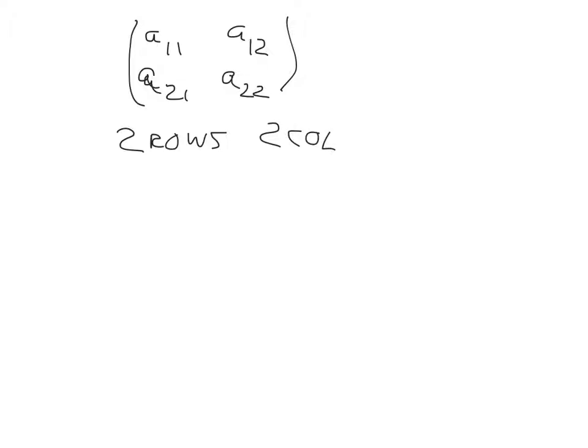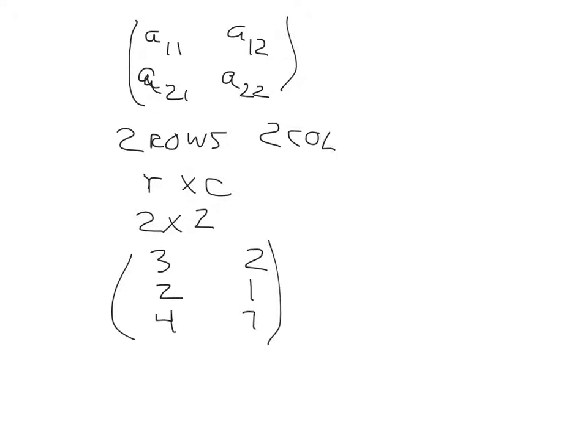All right, and when we refer to these, you always refer to a matrix as an R by C, the number of rows times the number of columns. Okay, so I would say this is a 2 by 2. And if I had another one, I could say something like this. Now this baby would be a 3 by 2 because it has 3 rows and 2 columns. Okay, does that make sense? Good.